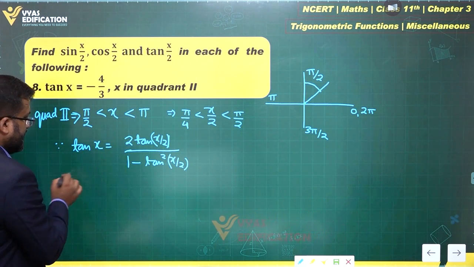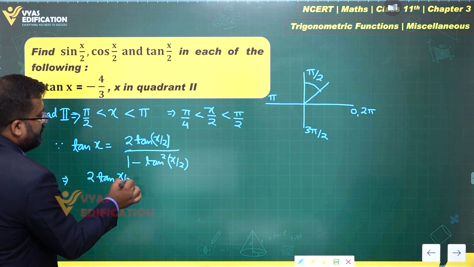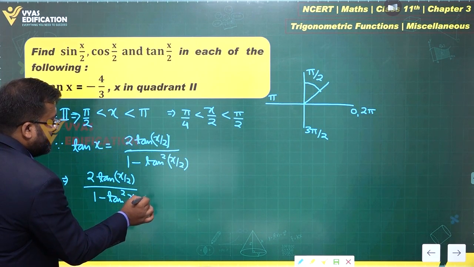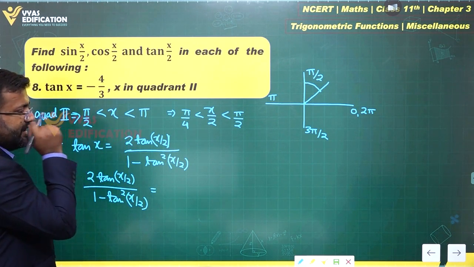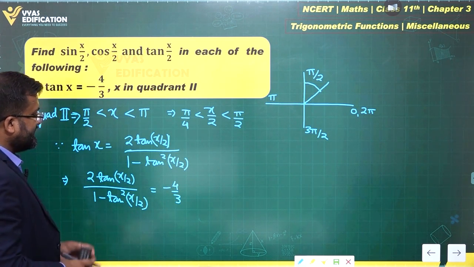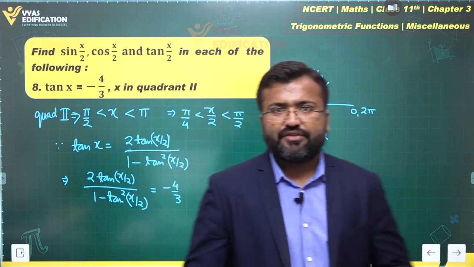Since tan x equals 2 tan(x/2) over 1 minus tan²(x/2), and tan x is minus 4 by 3, as you can observe. On substituting this, do you observe that you have a single variable in this equation, that is tan(x/2)? Can you find the value of tan(x/2) for me?